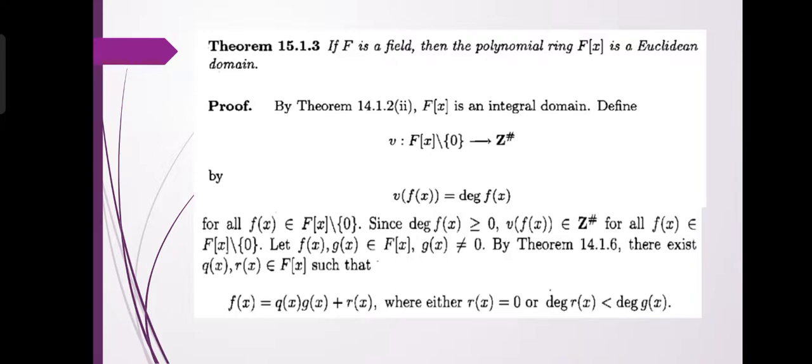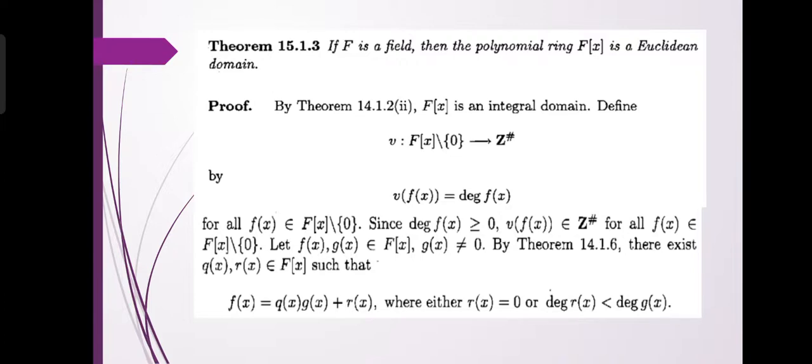Proof. By Theorem 14.1.2, F[x] is an integral domain. Define v to be a function from the set F[x] \ {0} into the set of non-negative integers by v(f(x)) equal to the degree of the polynomial f(x) for all f(x) belonging to F[x] \ {0}.